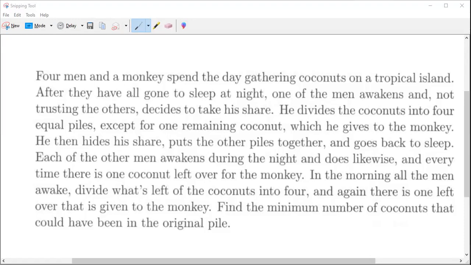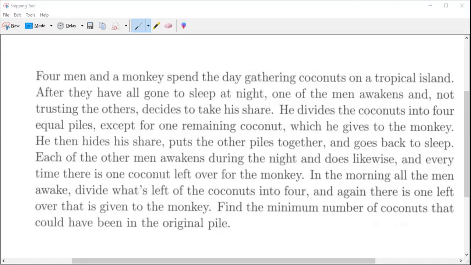We have 4 men and a monkey. They spend a day gathering coconuts on a tropical island. After they have all gone to sleep at night, one of the men awakens and, not trusting the others, decides to take his share. Okay, so basically he silently wakes up and takes his share.